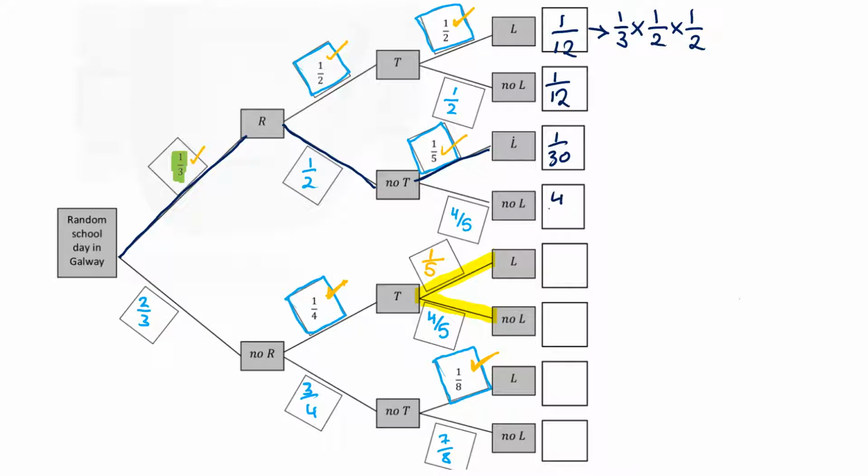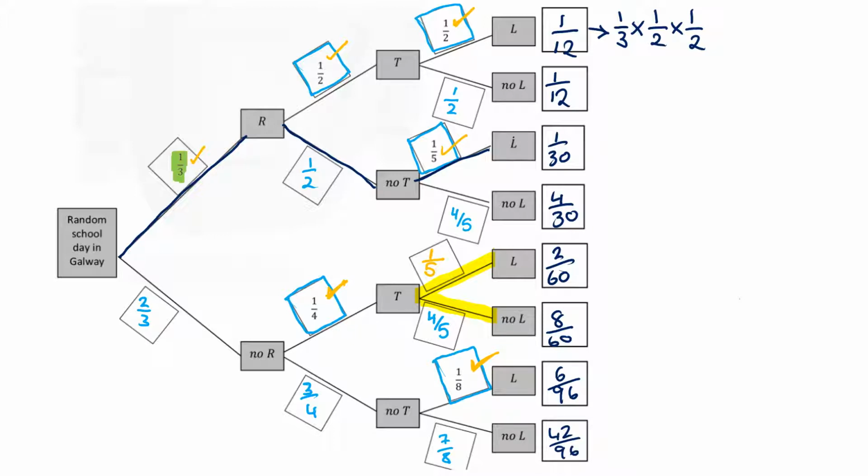Here is 4 over 30. This is 2 over 60. Here is 8 over 60. Here is 6 over 96. And here is 42 over 96.